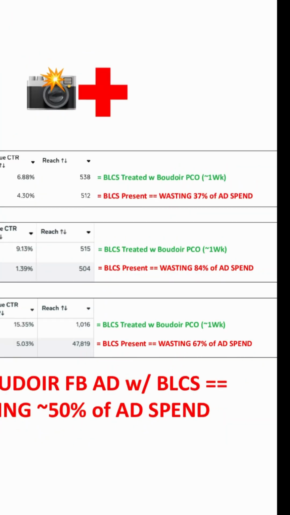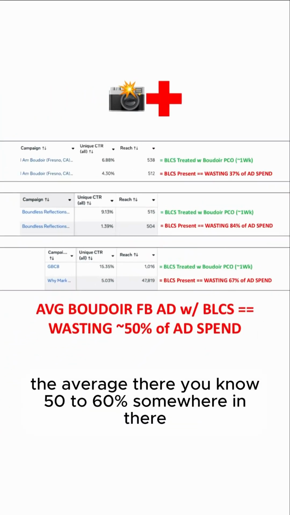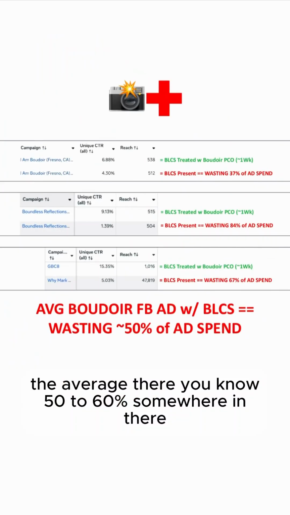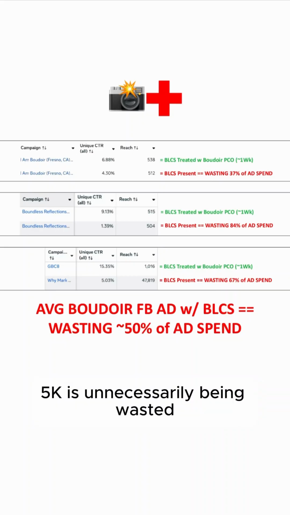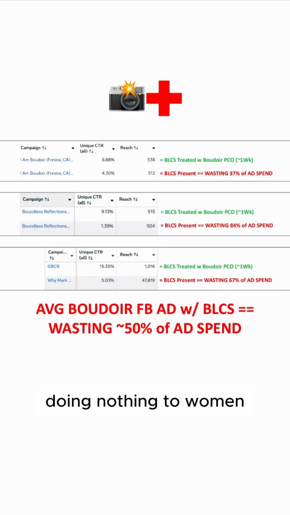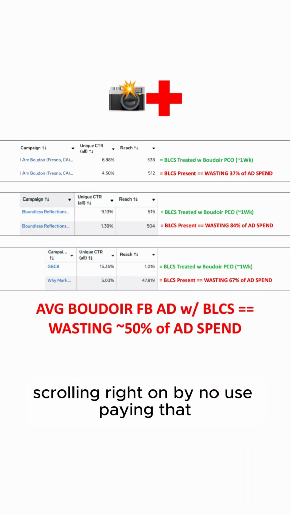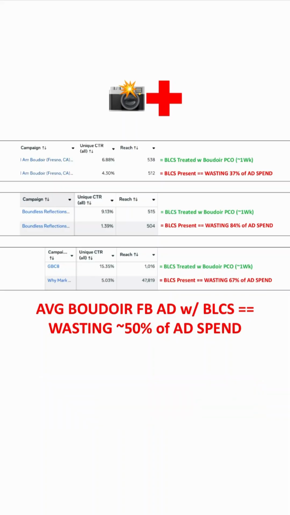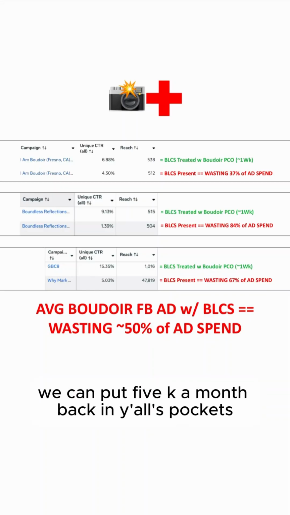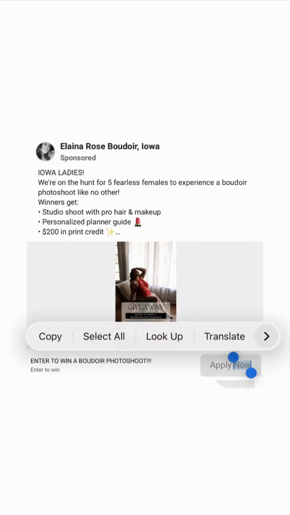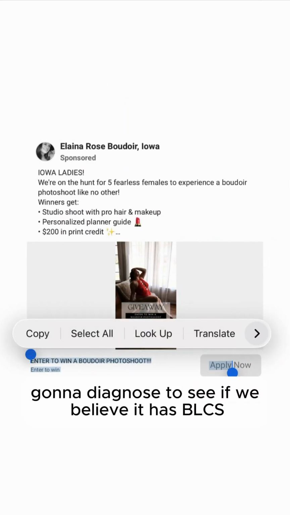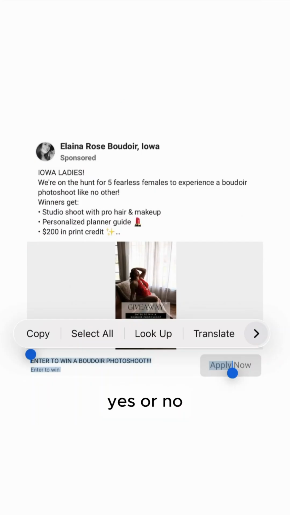So the average there, 50 to 60%, somewhere in there. So again, if you're spending 10 grand a month on Boudoir Facebook ads, 5K is unnecessarily being wasted, doing nothing, with women scrolling right on by. No use paying that, and by eliminating that, we could put 5K a month back in y'all's pockets, 60K over the next 12 months. So now, getting back to this, we're going to diagnose to see if we believe it has BLCS, yes or no.